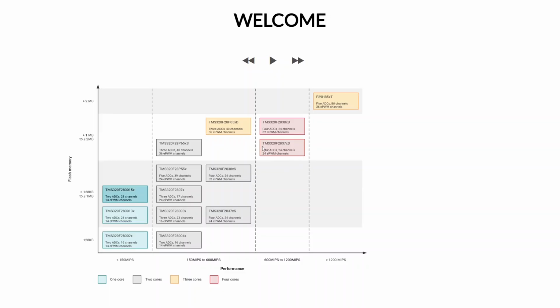For example, if you are coming to this course from the F28069 course, you will know that the F28069 has a maximum frequency of 90 MHz, and that means it's way below on this x-axis. So this just shows you that the microcontroller that we are going to be using in this course is a very powerful microcontroller with some very advanced functionality.